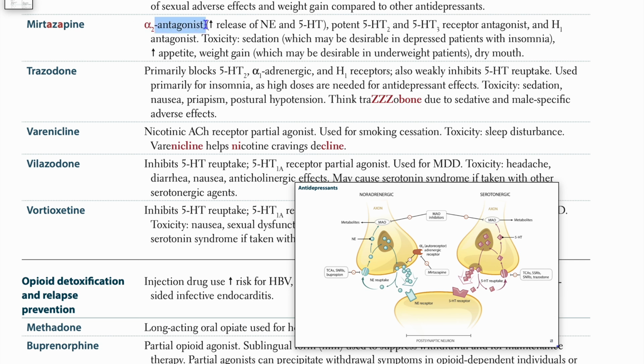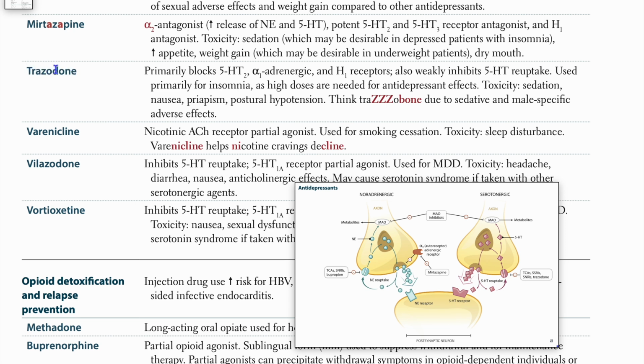Mirtazapine, alpha-2 antagonist, increased release of norepinephrine and 5-HT. Potent 5-HT2 and 5-HT3 receptor antagonist. So it's just an alpha antagonist. And there are two A's, so A2 antagonist, and the 5-HT2 and 5-HT3 as well. Toxicity: sedation, which may be desirable in depressed patients with insomnia. Increase in appetite, weight gain, which may be desirable in underweight patients, and dry mouth.